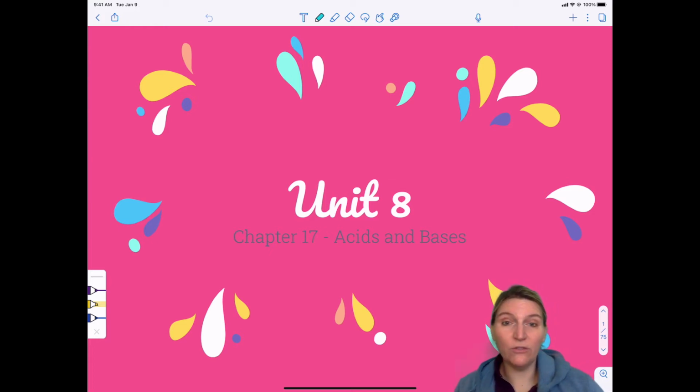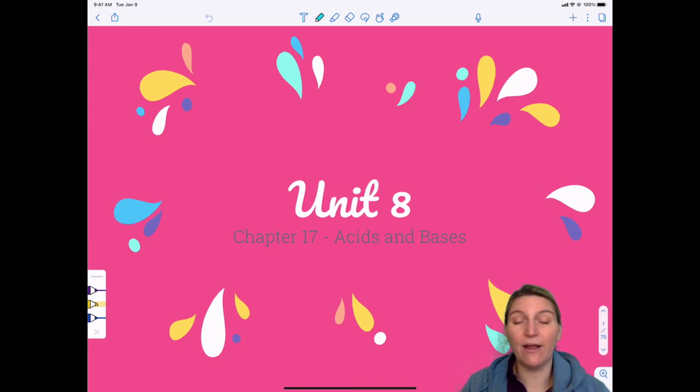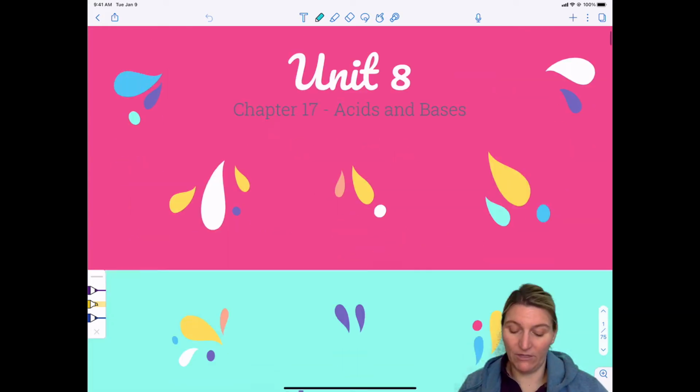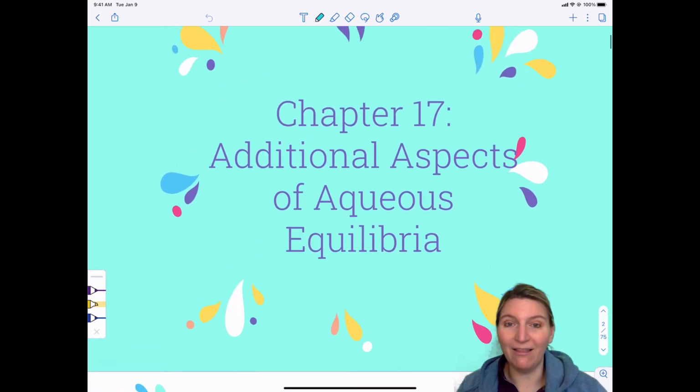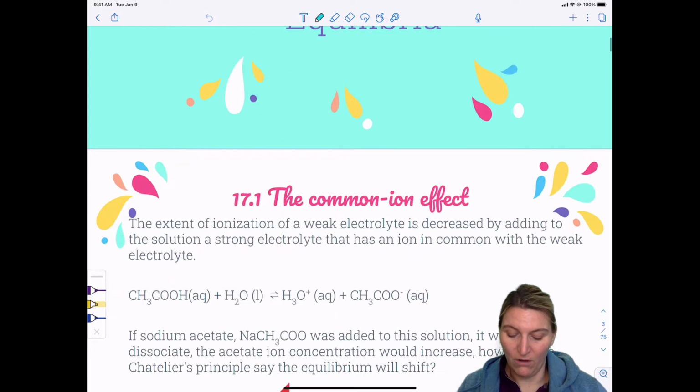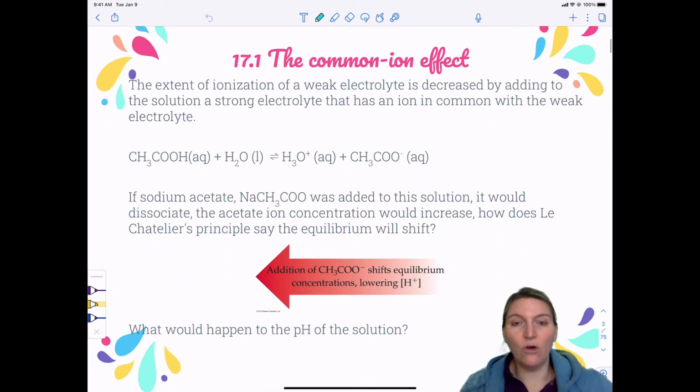So we are moving on to chapter 17, which is the other half of unit 8, and it really just picks up right where chapter 16 left off. You can even see the title of the chapter. It's just additional aspects, like we're just moving on. It was a lot of information for just one chapter. So we're looking at basically the chemistry behind weak acids and how weak acids behave in solution.